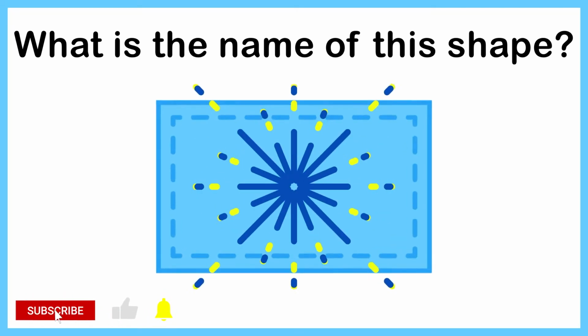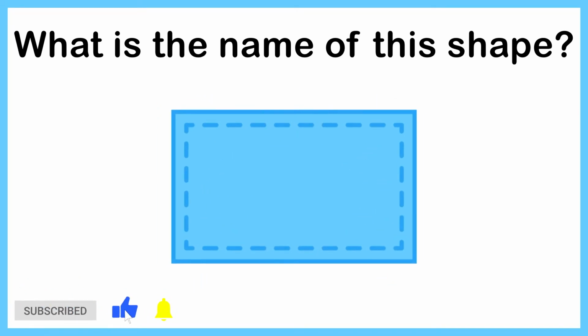What is the name of this shape? It has 4 corners and 4 sides. 2 sides are long and 2 are short. It's a rectangle. What can we find that are rectangles?